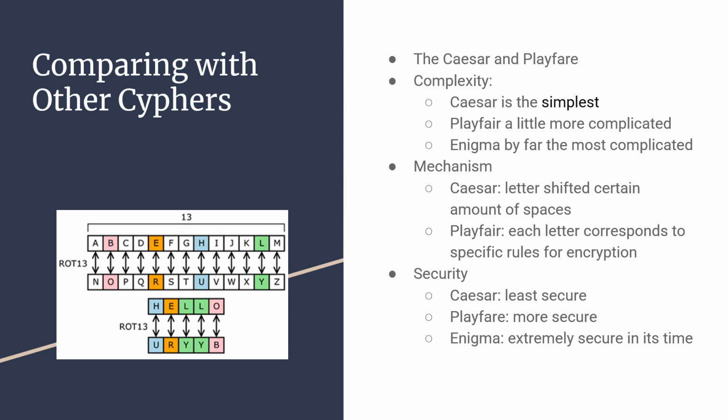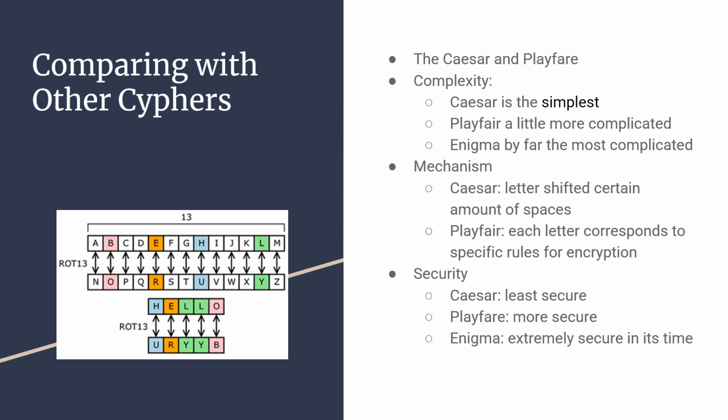Just to talk about the differences between these three ciphers, in terms of complexity, the Caesar cipher is the simplest. It's a very simple substitution cipher that involves just shifting each letter in the plain text by a fixed number of positions. It only has 25 possible keys, so it's pretty easy to solve through brute force. You can see on the left that that's a rotation number 13, so you just shift the letter in the alphabet 13 spaces.